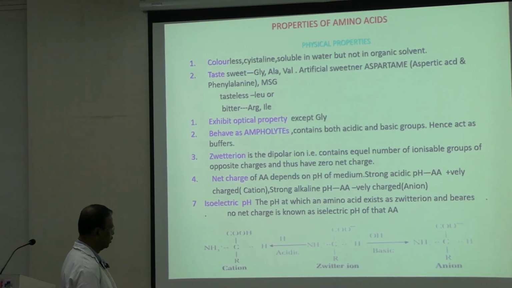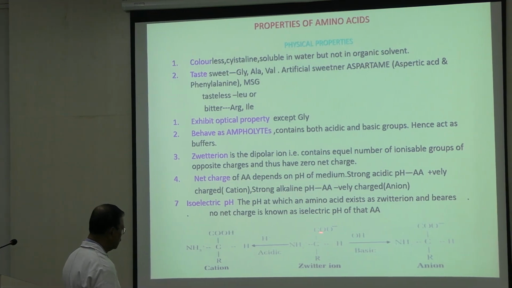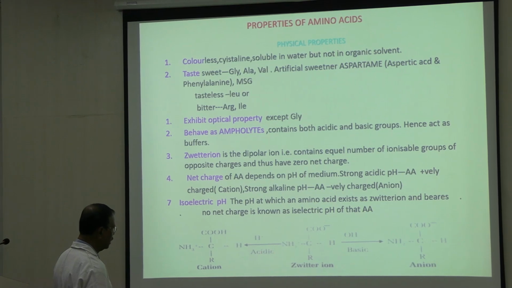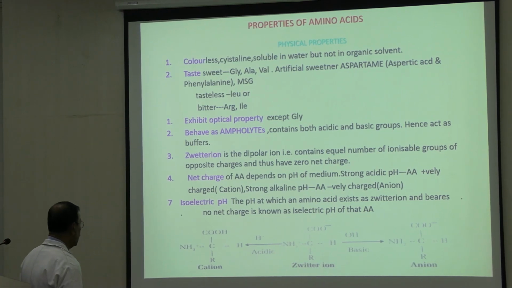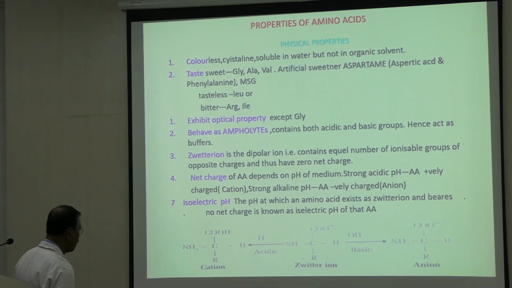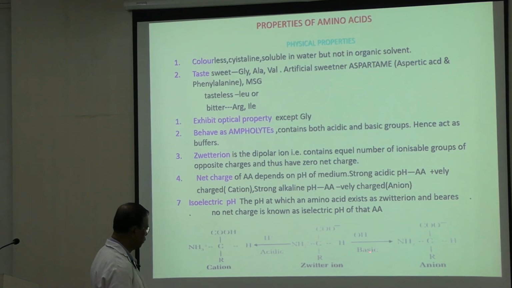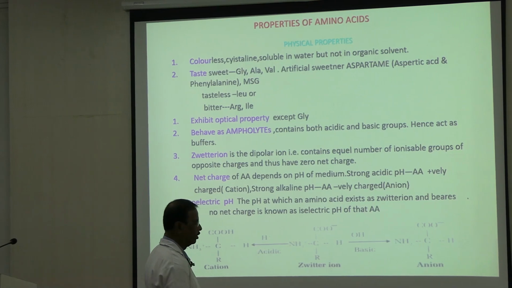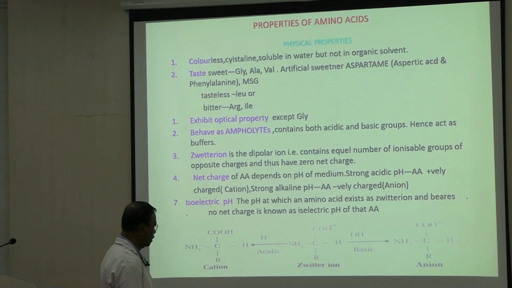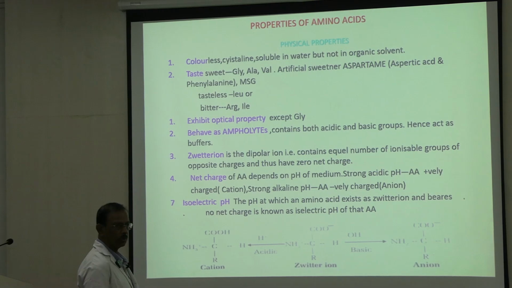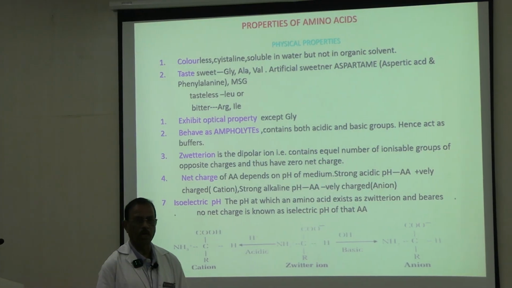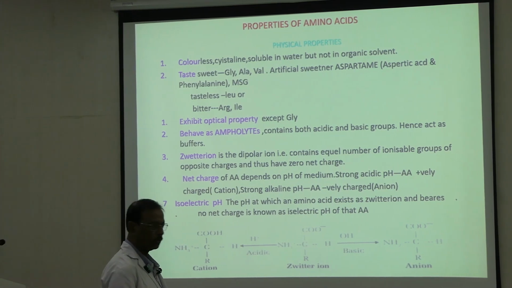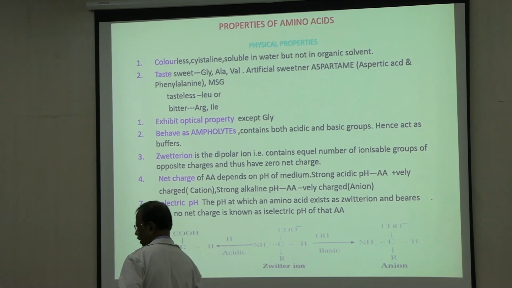Here, this is an amino acid. When acid is added, it can accept protons, and when base is added, it can donate protons. So this type of molecule is called a zwitterion. An amino acid exhibits this property, so an amino acid is also called a zwitterion.